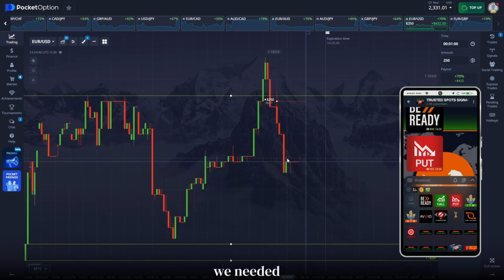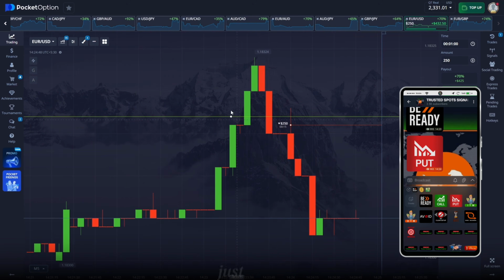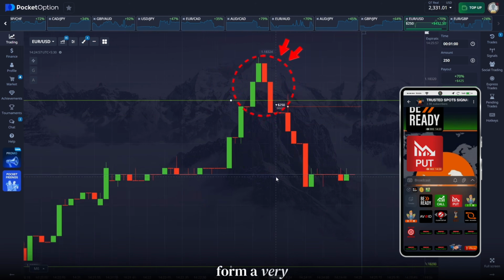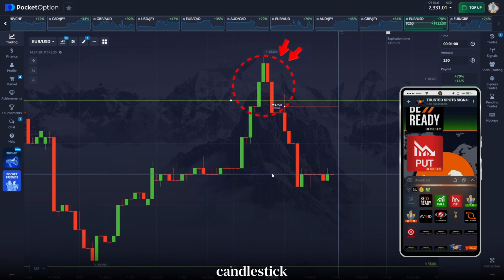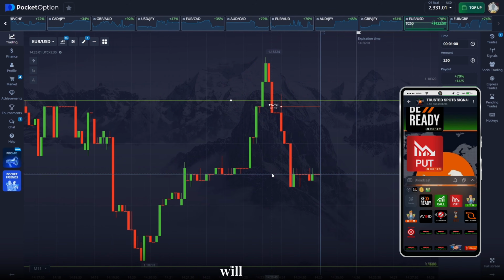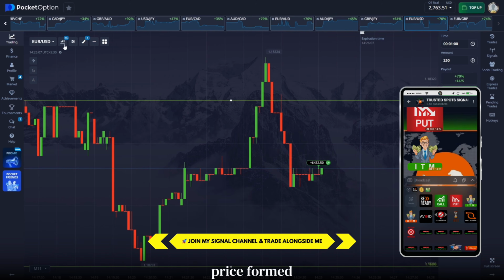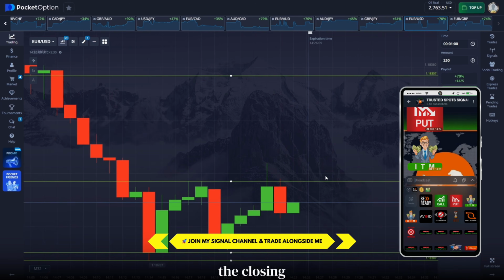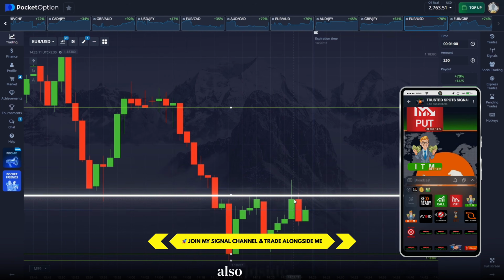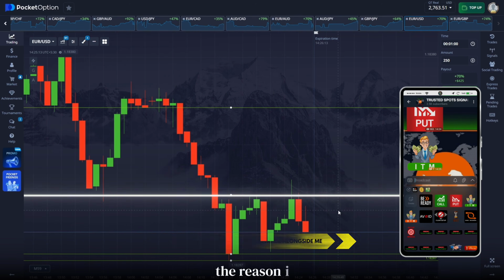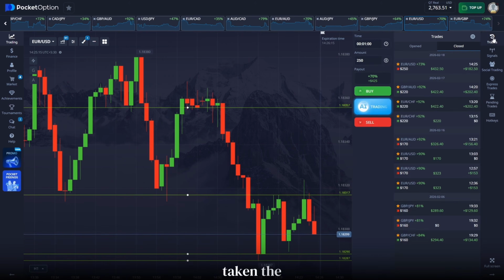What we needed was a confirmation from the sellers. Just focus here. These 2 candles are also a good reversal pattern. But if you compare these 4 candles, together they form a very strong candlestick confirmation that suggests that price is going to reverse, and that's the reason I placed this trade, because the price formed a reversal pattern. The closing of the 1 minute candle was also inside, and that's the reason I placed this trade. Now we have taken the first trade.